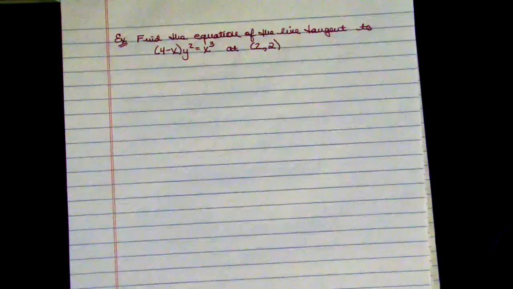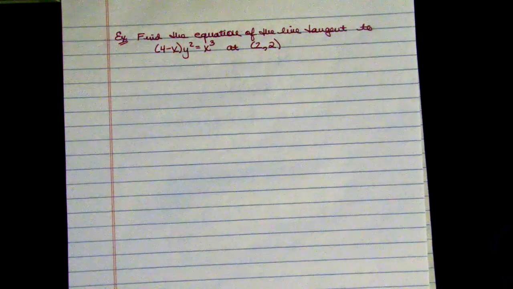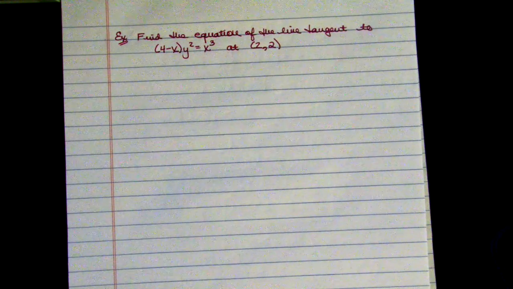Next thing we're going to do is take a look at two tangent line problems. For the first one, I want to find the equation of the line tangent to this implicit formula at (2, 2). Copy down the problem and then go to Desmos so we can take a look at what exactly this curve looks like.